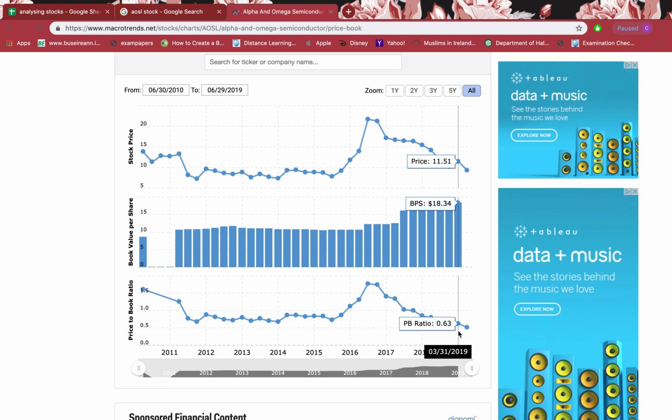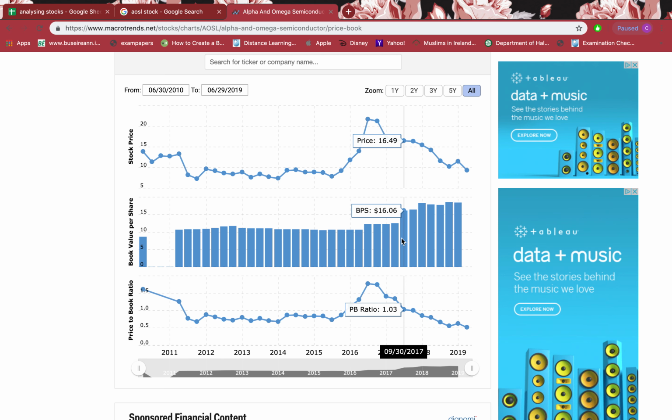You can see that the book value, for example in 31st March 2019, the real value is $18.34, but you can buy it for $11.51, so you're buying it cheap. And in December 2017, it's nearly the same as the book value. It's 16.44 and you can buy it for 16.36.